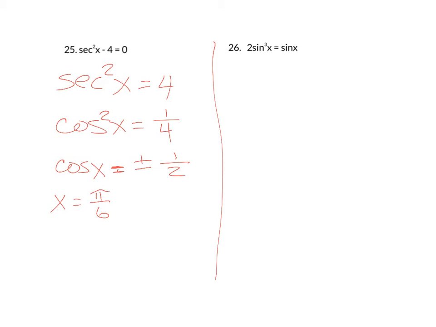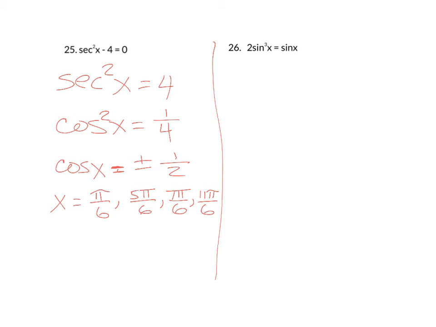Cosine equals 1/2 at 60 degrees, which is pi over 3. And then it's plus or minus, so again, all 4 quadrants. 1 minus 1/6 is 5 pi over 6. 1 plus 1/6 is 7 pi over 6. 2 minus 1/6 is 11 pi over 6. And those are my 4 answers.